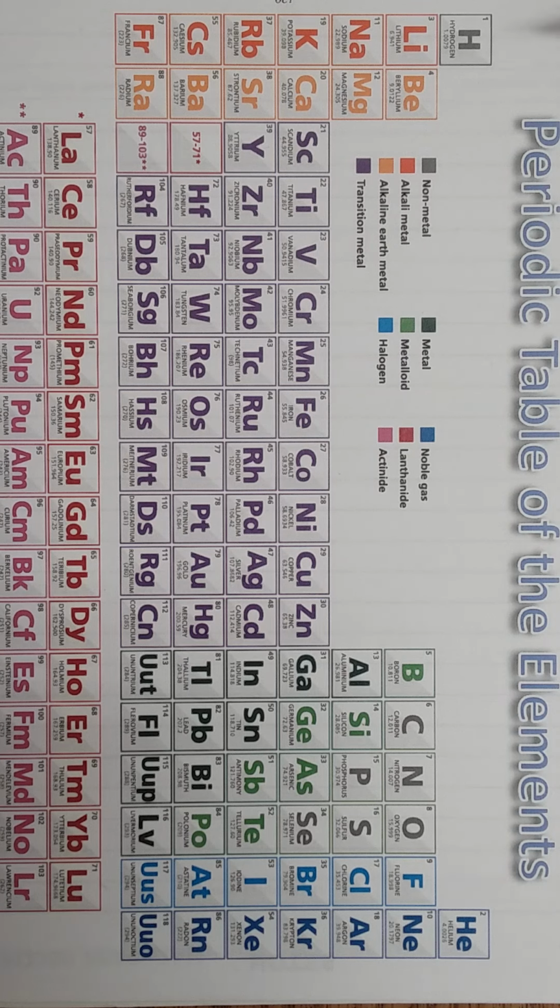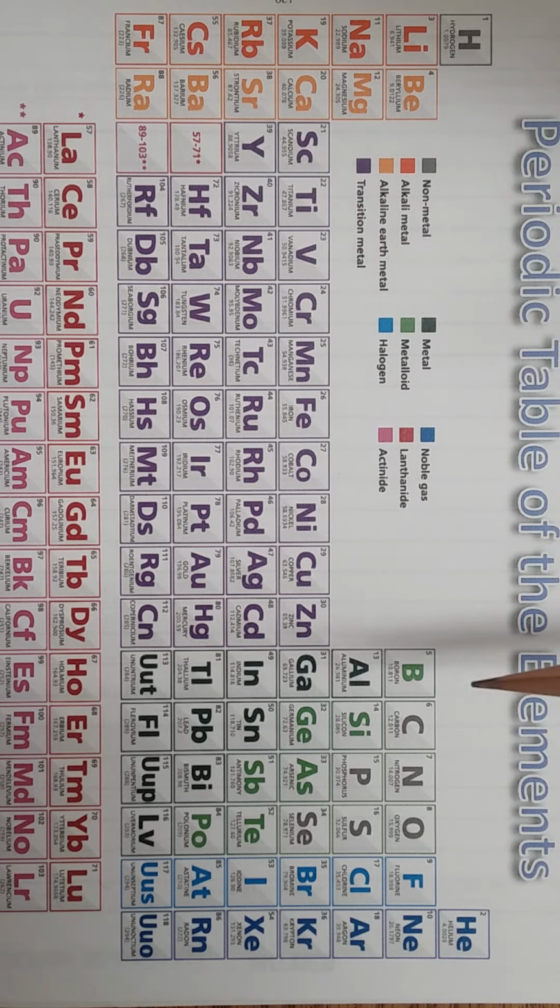So, to start us off, we have the alkali metals, that is this column here. Next, we have the alkaline earth metals that are in this column. From here to here, these columns in purple are called the transition metals.